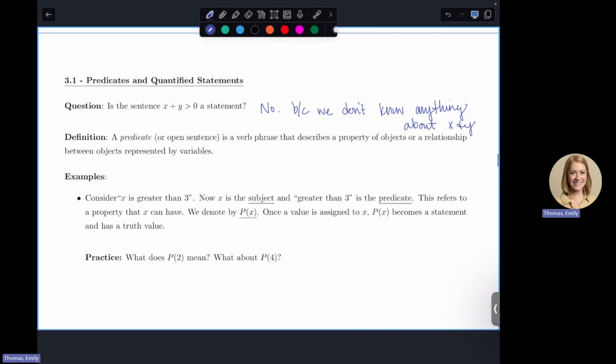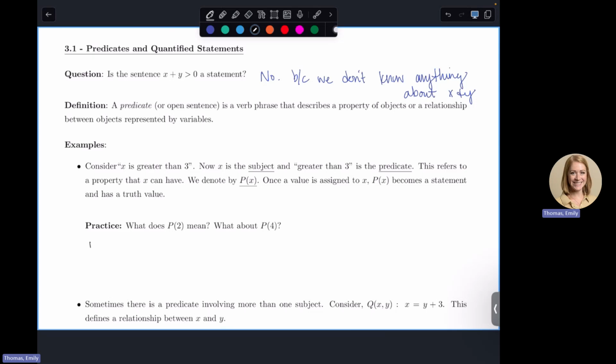So what does P of 2 mean? This is a lot of words, but P of 2 means that 2 is greater than 3, which is false, right? So now it has a truth value. What does P of 4 mean? 4 is greater than 3, and that is true.